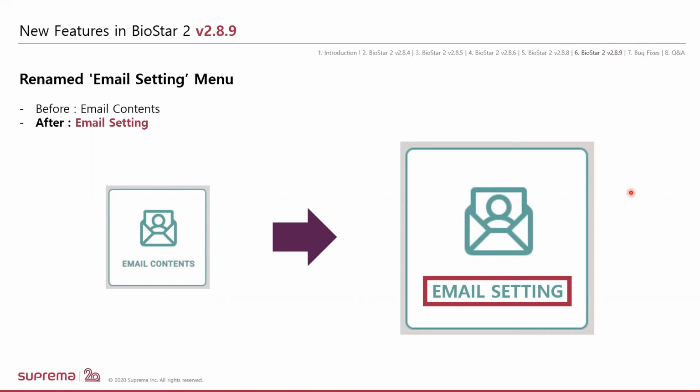The first improvement in BioStar 2.8.9 is that the email contents menu name in setting has been changed to email setting. In the email setting, you can currently send the link for Visual Face mobile registration, and SMTP settings set here are shared and trigger an action in BioStar 2 or SMTP settings in the TA menu.